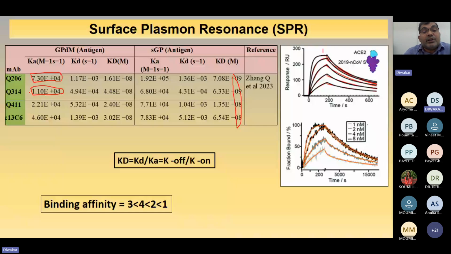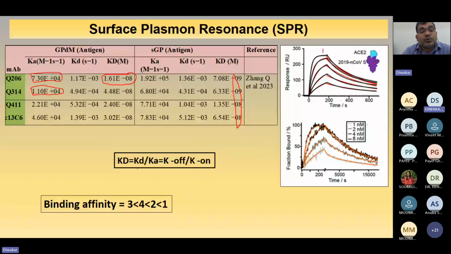Binding affinity is mainly calculated in the form of the equilibrium constant. How do we calculate it? The Kd value is equal to Koff divided by Kon. So what is the binding affinity? This one is 10 to the power minus 8, this one is 10 to the minus 8, and all of the values fall into the range of minus 8. So the lowest Kd value, 1.6 times 10 to the power minus 8, means it has the highest binding activity.